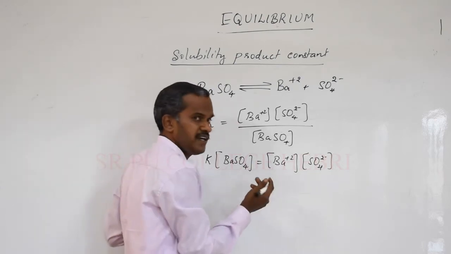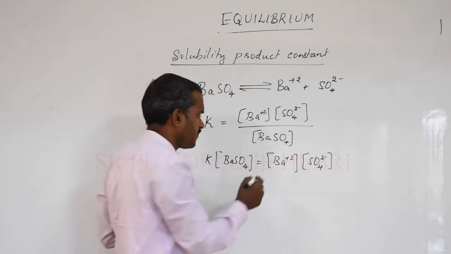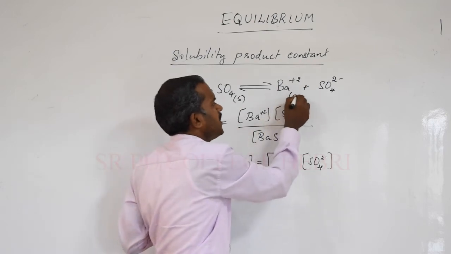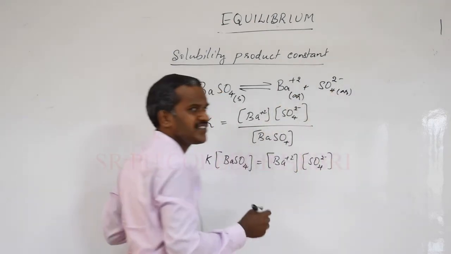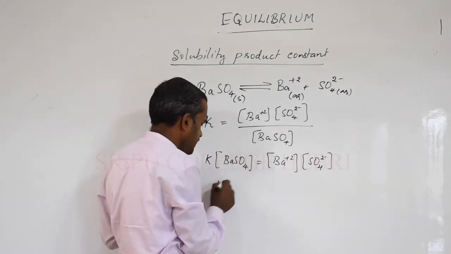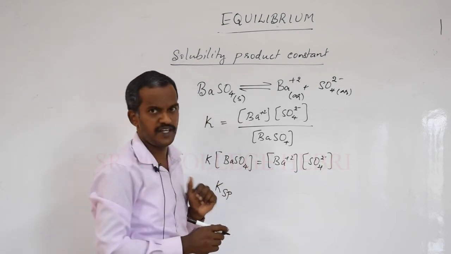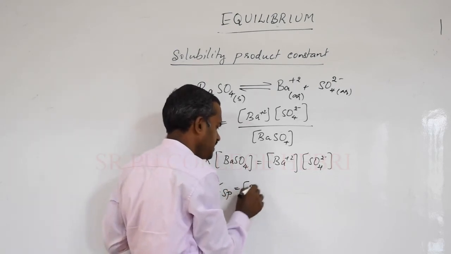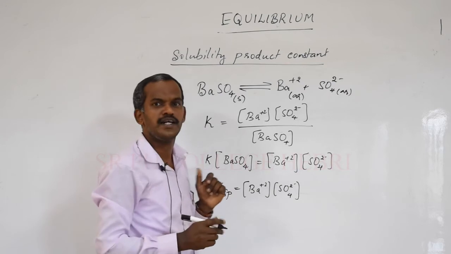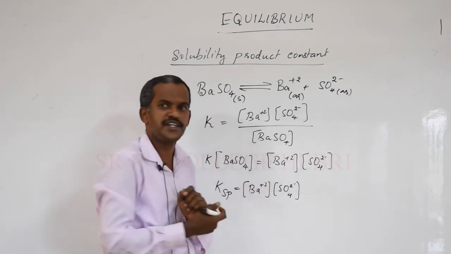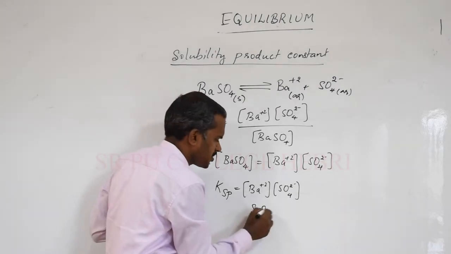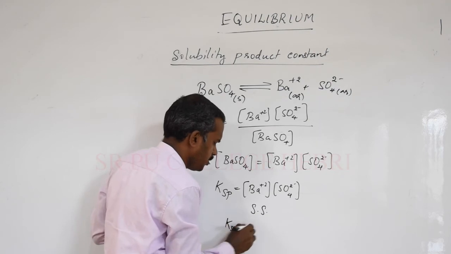Now if you consider the solubility in terms of S, this is a solid, and in the medium these ions are present in the aqueous form. So the concentration of the solid we will not consider. For that reason we can represent it as the solubility product constant. We write Ksp equals just the concentration of Ba2+ and the concentration of SO4 2-. As I told you just now, if we consider the concentrations as molar concentrations, then we can take it as S mole per liter, and this is also S mole per liter. So Ksp equals S squared.